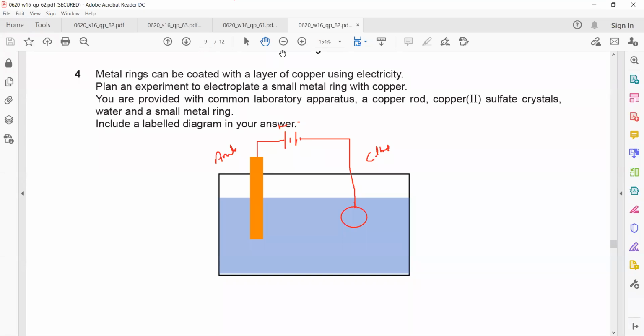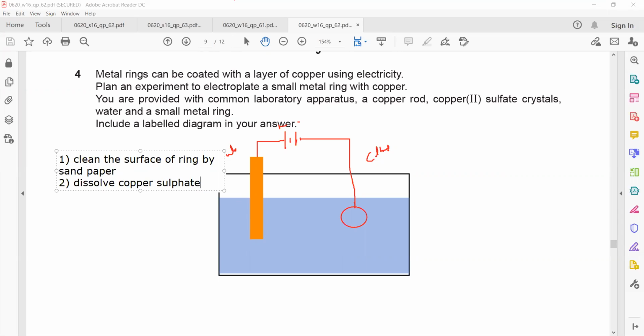How can I rub the metal surface? Rings are made up of metal. So we can first clean the surface of the ring by sandpaper. That is the first thing. Then after cleaning the surface with a sandpaper, we will dissolve copper sulfate in water, or make a soluble salt solution.